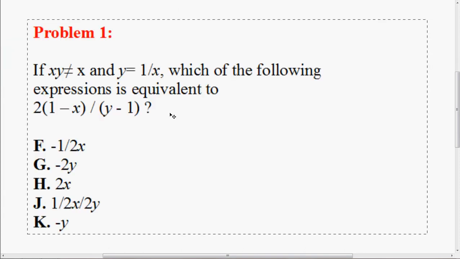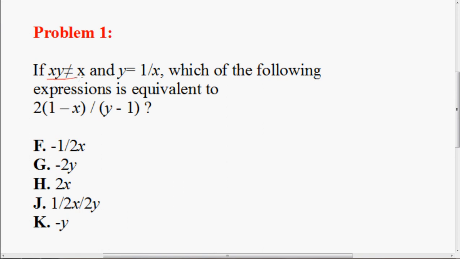You should see in the problem itself, xy cannot equal x. So what I like to do with the restriction is blockade it off from the rest of the problem. There I've created a wall, separated it, and look at only the algebraic expressions given. The first one is y equals 1 over x, and the second algebraic expression is 2 times 1 over x, divided by y minus 1. There's a much better circle. That way I'm not canceling out any of the numbers there, losing visual.